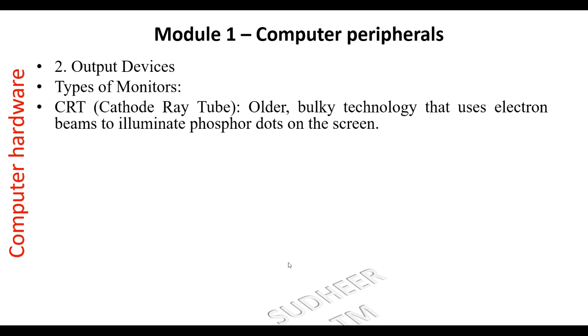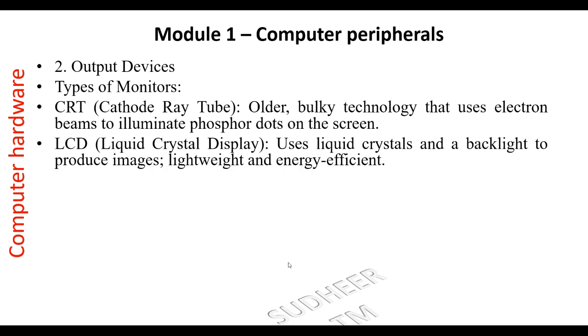Types of monitors. Cathode ray tube CRT, older bulky technology that uses electron beam to illuminate phosphor dots on the screen. We'll see in detail about this, how this CRT display is working. So LCD, liquid crystal display. We need to study how this LCD is working. Uses liquid crystals and backlight to produce images, lightweight and energy efficient.